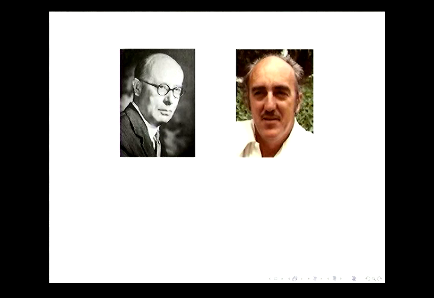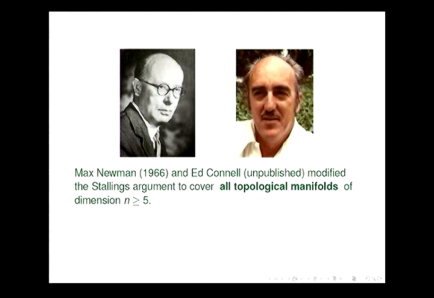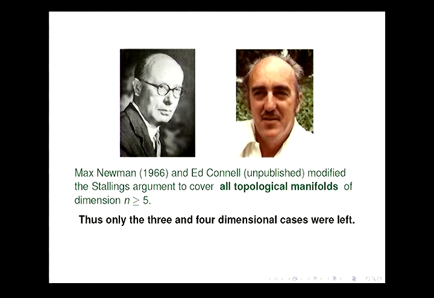And then a few years later, Max Newman and Ed Connell showed that you could modify the Stallings argument so that you don't need to have a piecewise linear structure. Just a topological manifold would work. Proof of the topological generalized Poincaré hypothesis for all manifolds of dimension 5 or more. And since the 1- and 2-dimensional cases were already known, that left only the 3- and 4-dimensional cases still open.